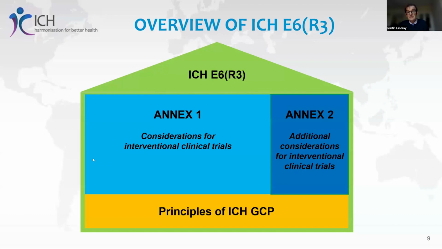Annex 2, which we'll come to, is much shorter. It's actually a much better document in my view, and it includes some additional considerations, particularly around what's called decentralized trials, in other words, trials which are much closer to where patients actually live or work, the use of digital technology, and the uses of what's called real-world data in the context of clinical trials. We might come back to that.